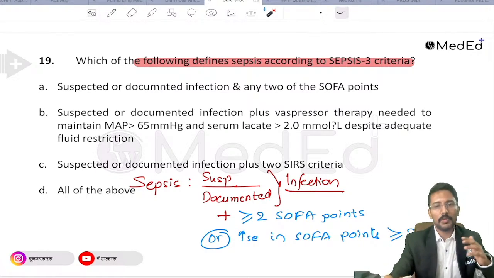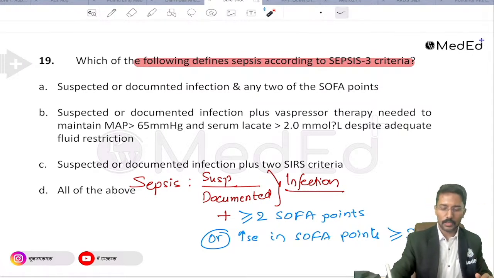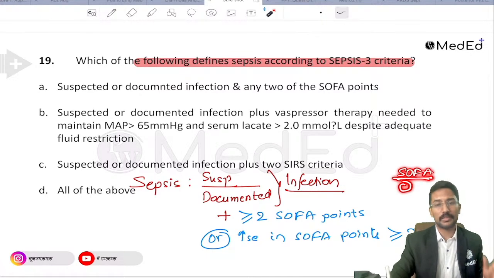Now, some of the patients might have a pre-existing disease of that organ. For a normal individual, the normal SOFA score is 0, because you have no organ which is dysfunctional.